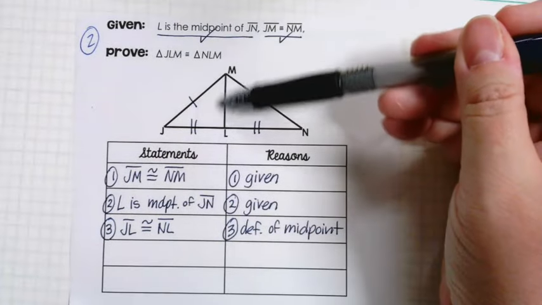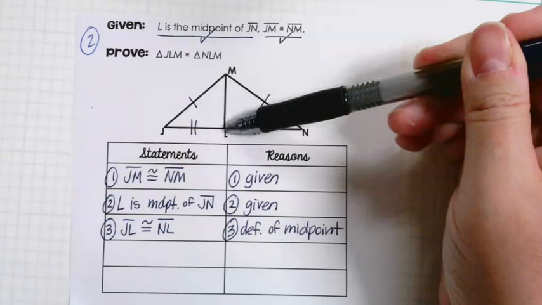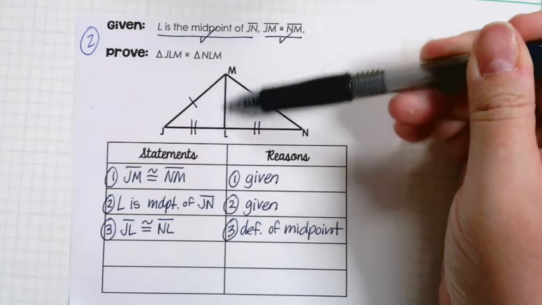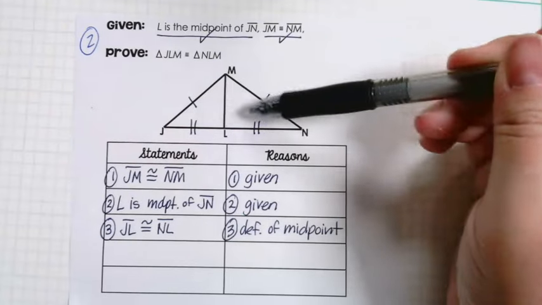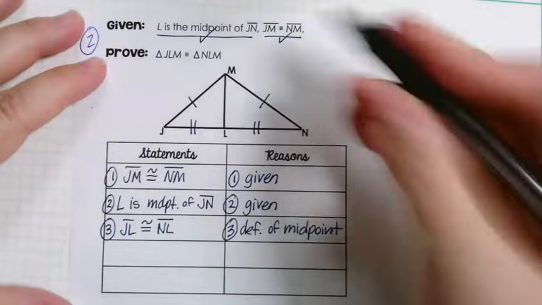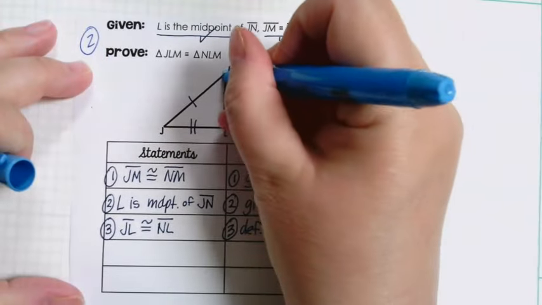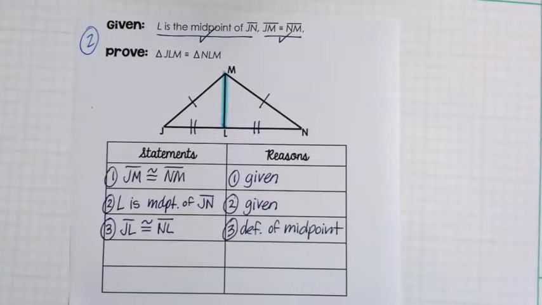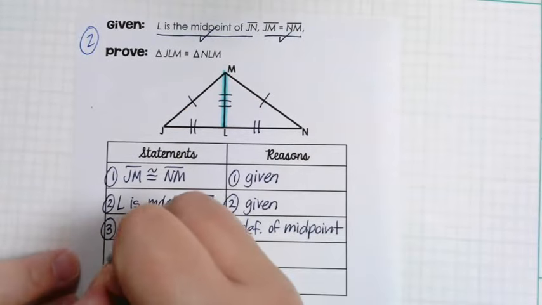Remember that every time you have a side or segment that's in both triangles, that counts as congruent sides. ML is in this triangle over here, and it's also in this triangle over here, and it's the same size in both triangles. So that is what we're going to use as our third piece of information here, that ML is congruent to itself. So it counts as a pair of congruent sides.